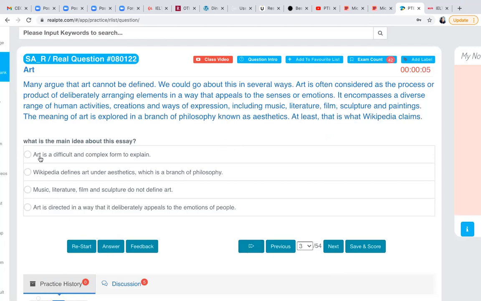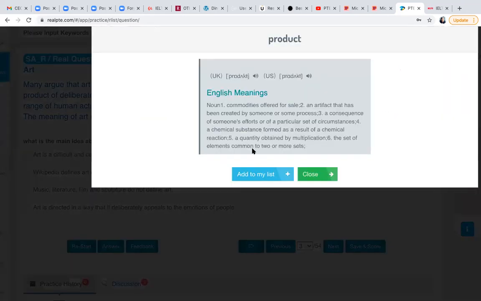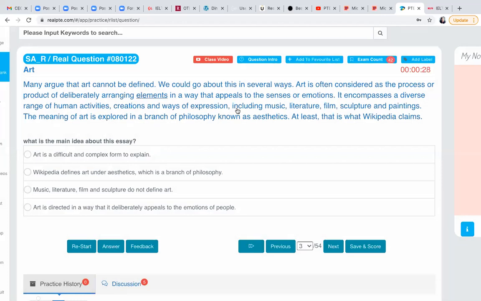So this is the third question. It's again asking about what is the main idea of this essay or this information. Like I told you, when it's asking about a summary or the main idea, the main concept, usually the answer is found either in the first line or in the last line of the passage. So let's start skimming through the passage, paying extra attention to the first and the last statement of the passage.